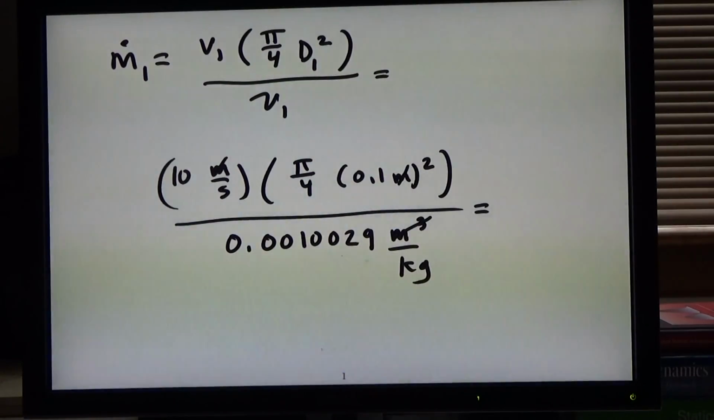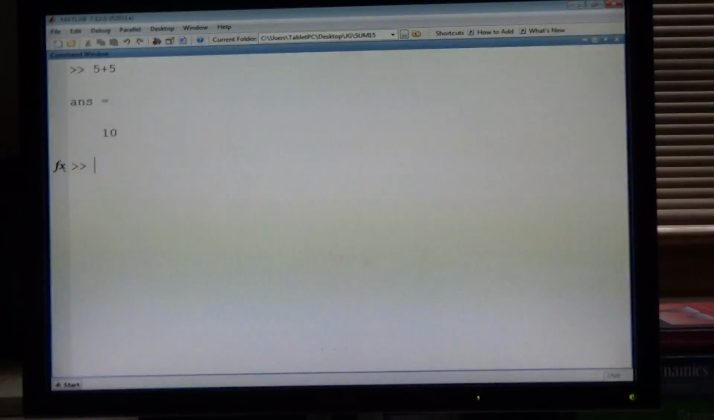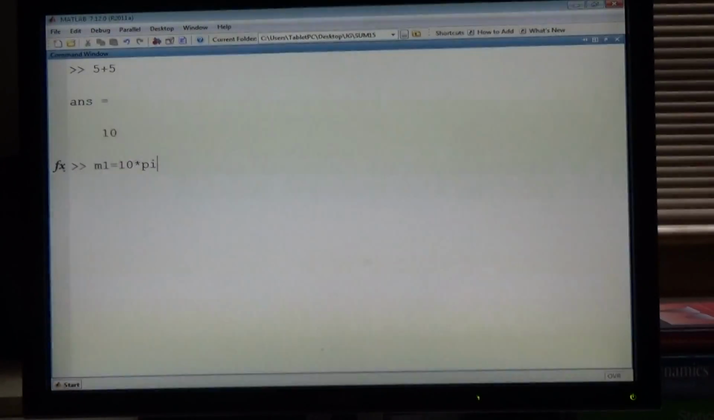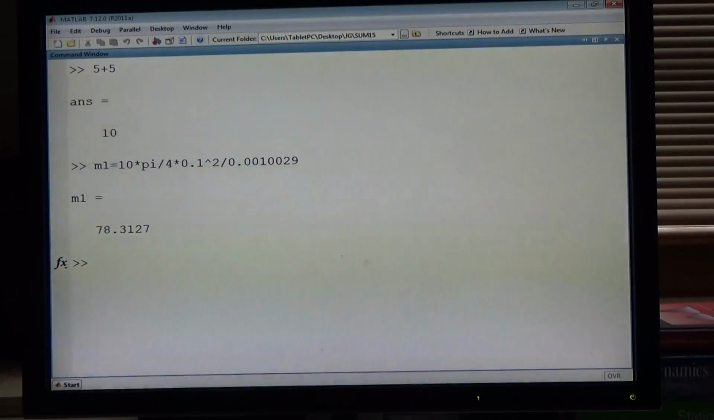So last thing we need to do is just punch this number into our calculator. So we have the mass flow rate 1 is equal to 10 times pi over 4, and then times 0.1 squared, and divide that by our specific volume, which is 0.001029. So mass flow rate at the inlet turns out to be 78.3 kilograms per second.